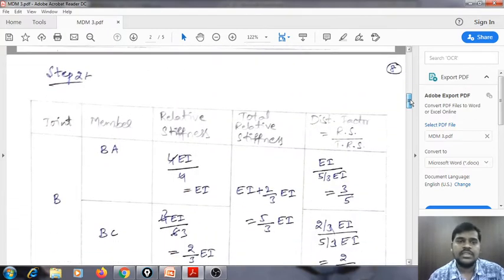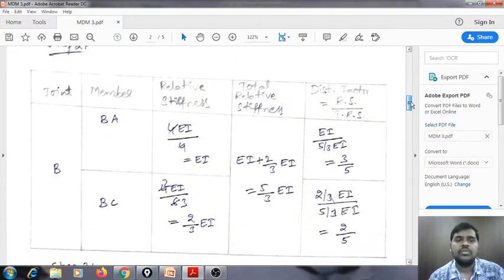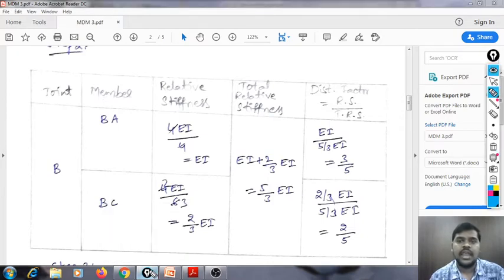So the second step is we have to frame a table in which we have joint, member, relative stiffness, total relative stiffness and distribution factor. The members will be BA and BC, if you see the figure.